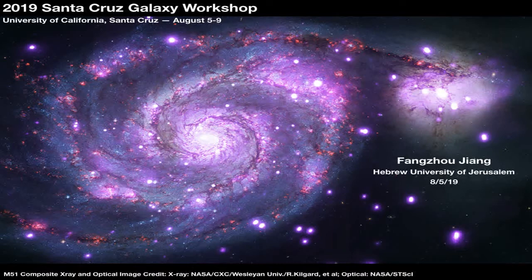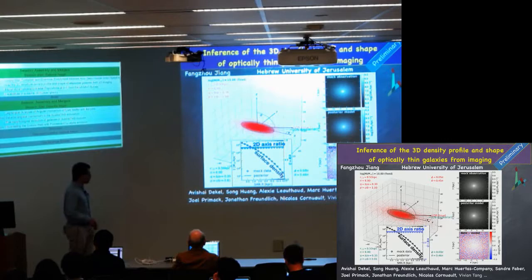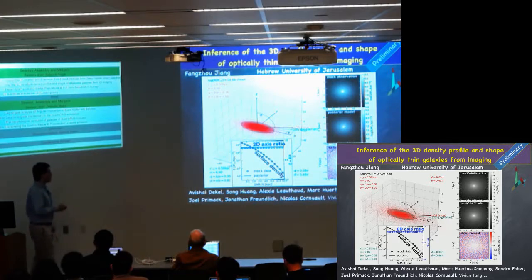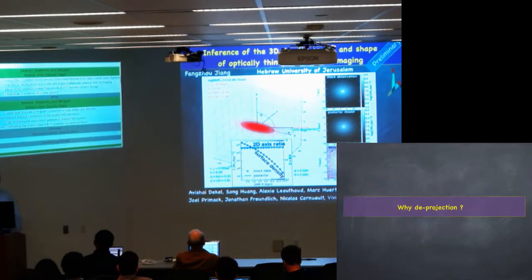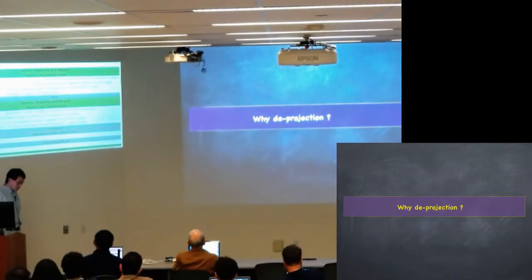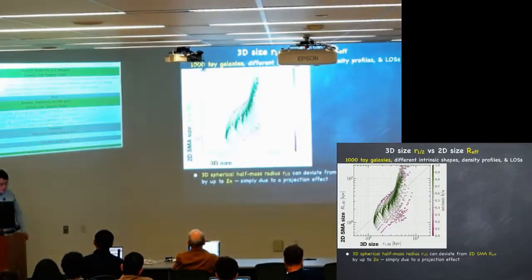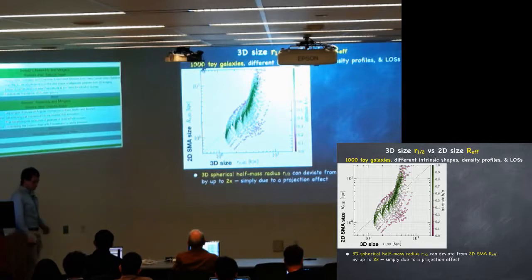As I will show you through some Bayesian inference and some toy galaxy modeling, we can reconstruct this 3D configuration pretty accurately and reproduce all the observables, including surface brightness, the 2D axis ratio, as well as the images. So why do we need deep projection? Primarily, I think, because the 2D observables are usually misleading, including the sizes and the axis ratios that we measure.